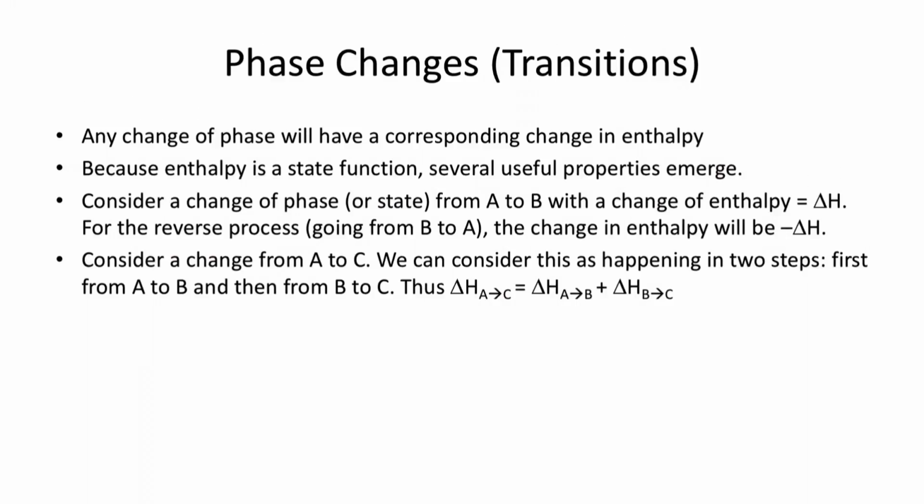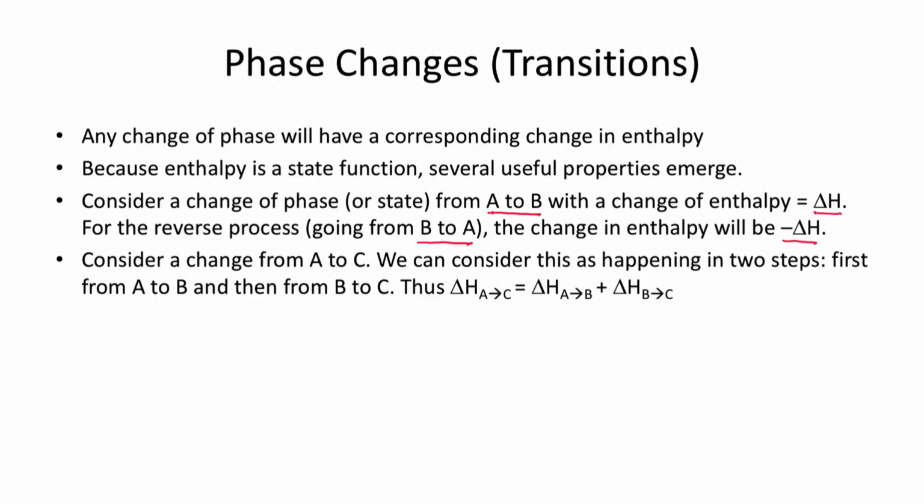them. So let's pretend that if I'm going from A to B, there's a certain change in enthalpy, delta H. If I go in the opposite direction, from B back to A, the change in enthalpy is just going to be minus delta H. Same magnitude, opposite direction. Again, this is a consequence of it being a state function.